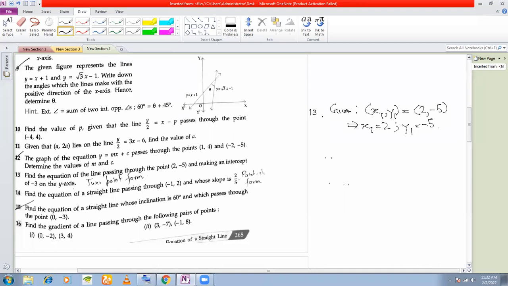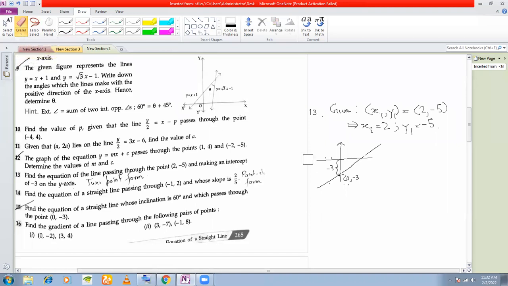And making an intercept minus 3 on the y-axis. Now, if you remember, I told you if the straight line makes an intercept of minus 3 on the y-axis, that means this is your minus 3, right? That it must pass through the point minus 3, 0, isn't it? The straight line will look something like this, isn't it? It makes an intercept of minus 3 on the y-axis.